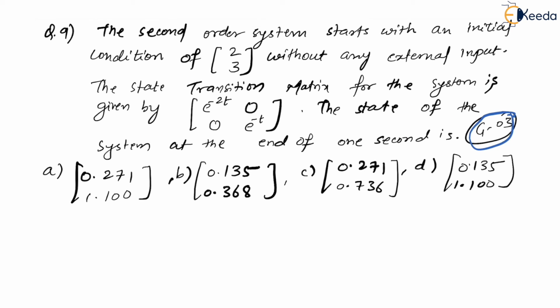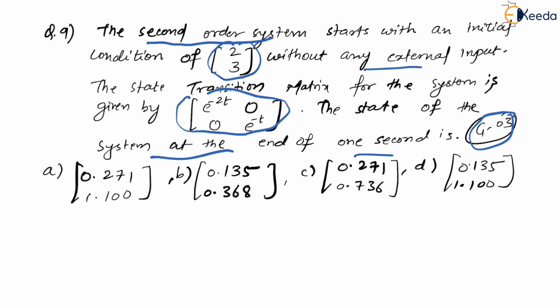Yes, it is a GATE 2003 problem. What does it state? It states that the second order system starts with the initial condition of this matrix 2 3, without any external input. Okay, external input is not there, only initial, right? The state transition matrix for the system is given by this. This is the state transition matrix, e to the power At. The state of the system at the end of 1 second is what they are asking.